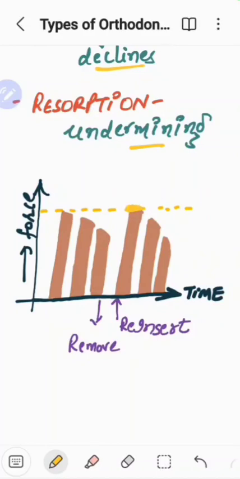Always remember the intermittent forces are produced by all patient-activated appliances such as elastics, removable plates, headgears. The forces generated during normal function, chewing, speaking, can also be viewed as a special case of intermittently applied forces. So this was all about the types of orthodontic forces, which is a very easy topic.